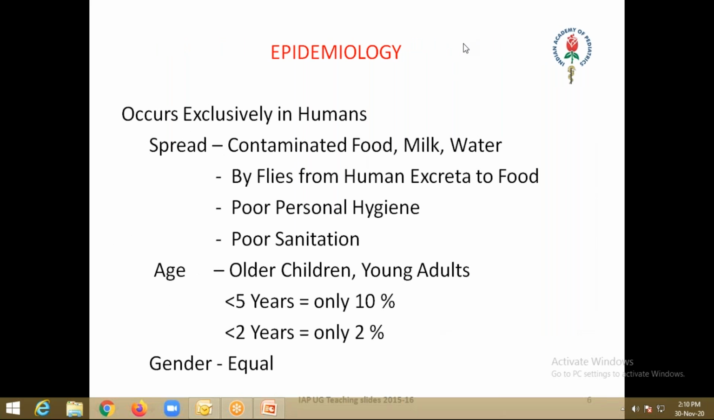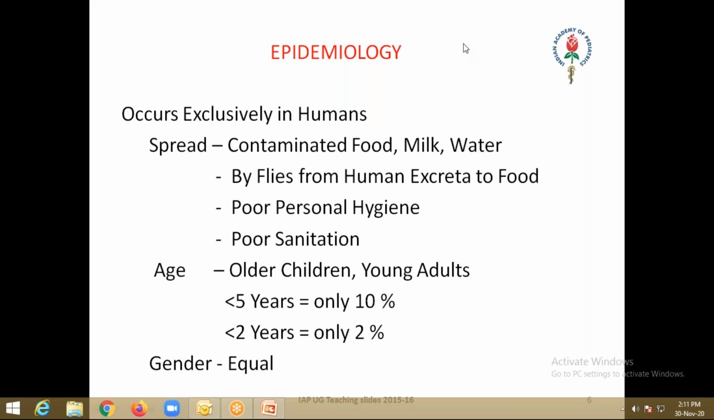Coming to the epidemiology, it occurs exclusively in humans, and spread is by, as we have already discussed, contaminated food, contaminated milk or contaminated water, or from flies, by which the organisms from human excreta are carried to the food. Poor personal hygiene and poor sanitation, like in compact areas or where they excrete outside, where there are large numbers of flies, may lead to enteric fever.